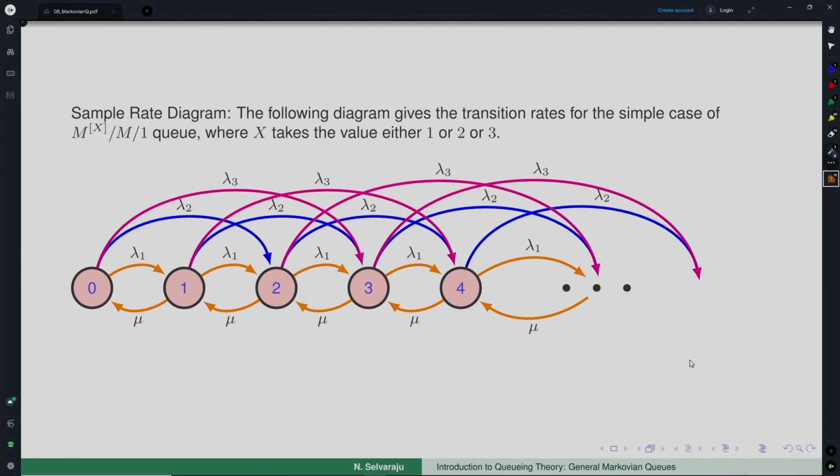Now, if you can imagine that you allow for all possible batch sizes, then there would be transitions 0 to 1, 0 to 2, 0 to 3, 0 to 4, 0 to 5, 0 to 6, everything; all arrows will be there.